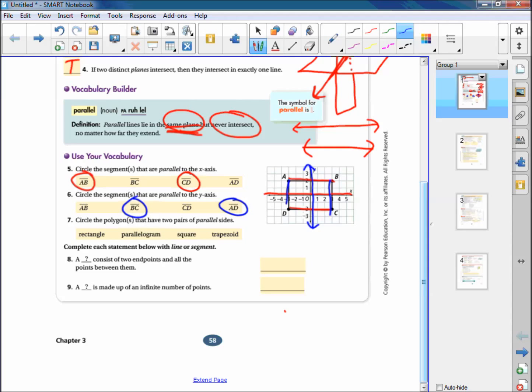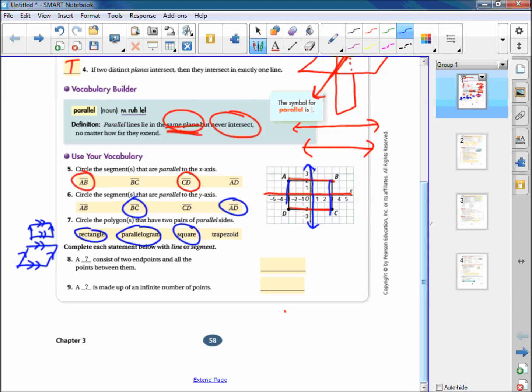All right, circle the polygon that has two pairs of parallel sides. So what are all the polygons here that have two pairs of parallel sides? Well, a rectangle has two pairs of parallel sides, including right angles. So this one's parallel here, and these two are parallel. A parallelogram also does. That's just a rectangle that's been knocked over. So there's our parallelogram. A square does. It's just a special rectangle where all the sides are the same.